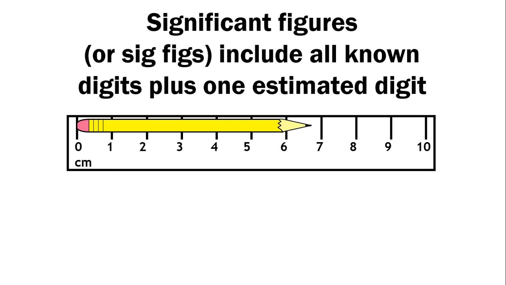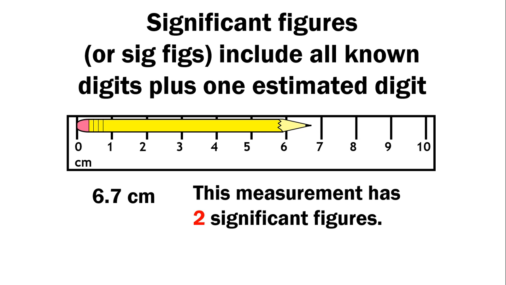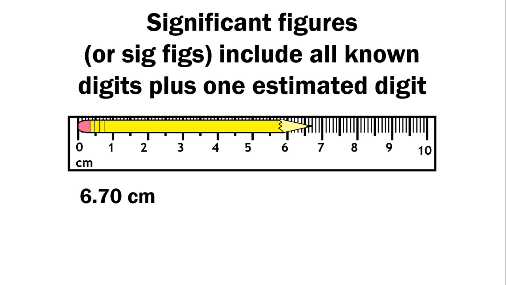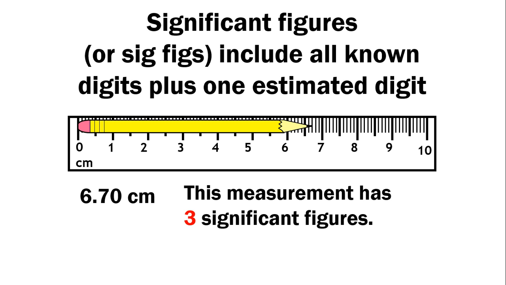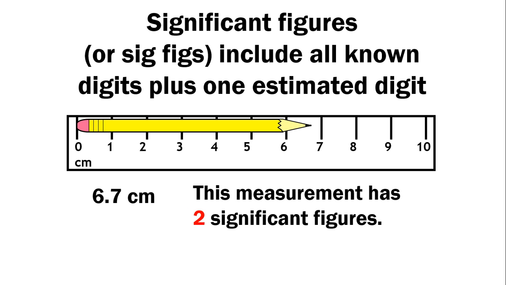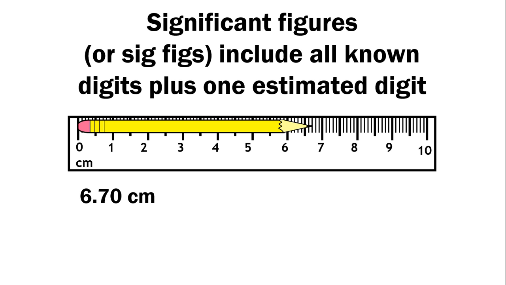And significant figures, or sig figs for short, include all of the known digits in a measurement plus one estimated digit. In this example, 6.7 has two significant figures. A number that would be 6.70 has three significant figures because we include the 6, the 7, and now the final estimated digit. So 6.70 is more precise than 6.7. It has more sig figs, so it is a more precise measurement.